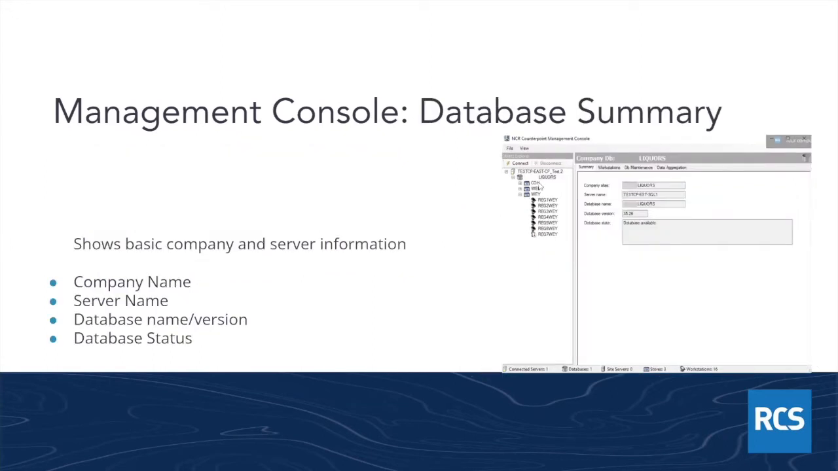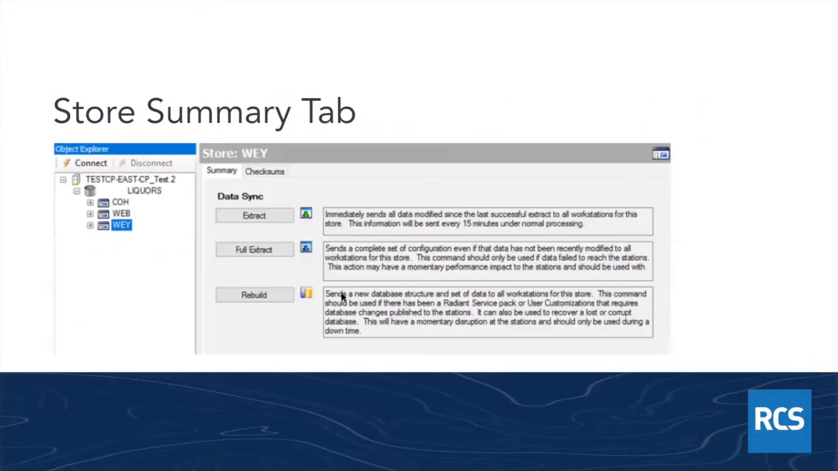Now, under the database object in Object Explorer, this would be the second nested icon down. It will show you, again, basic company information. It'll give you the name of the company according to Counterpoint, the machine name of the SQL server, the name of the database in question, database version, and database state. Now, most of this isn't necessarily directly relevant to offline, so we're not going to spend too much time on it.